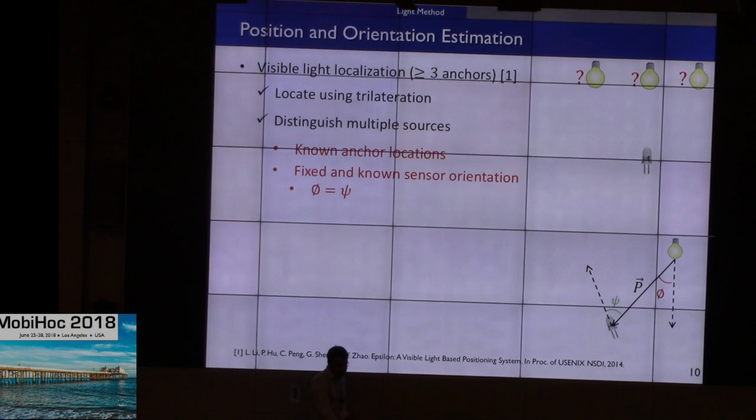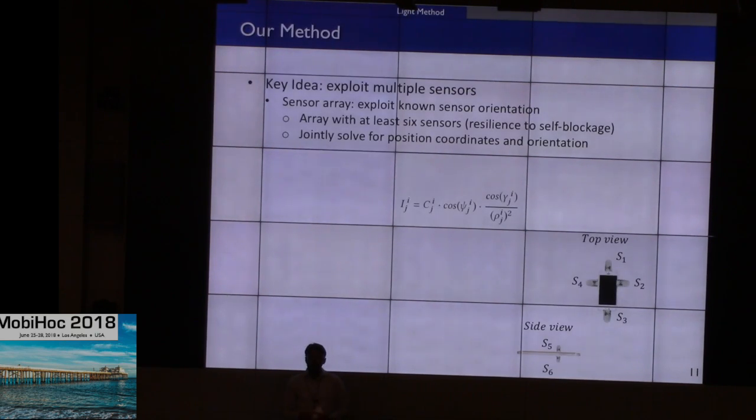So in our paper, we have presented a novel method for estimating both the position and orientation jointly. The key idea there is to exploit multiple sensors in the form of an array. We show in our paper that when putting more sensors into the system, the entropy of the sensing information is maximized if we place sensors at right angles to each other. So we propose a light sensor array with at least 6 light sensors as perpendicular faces of the device.